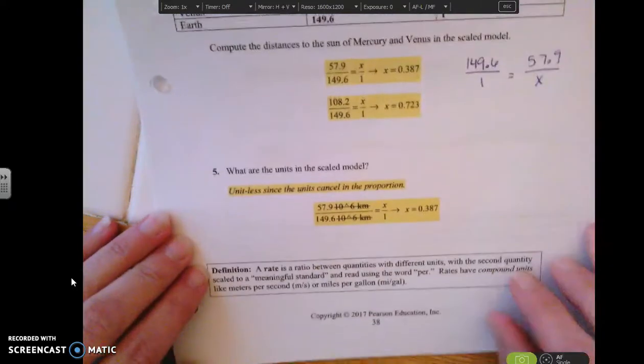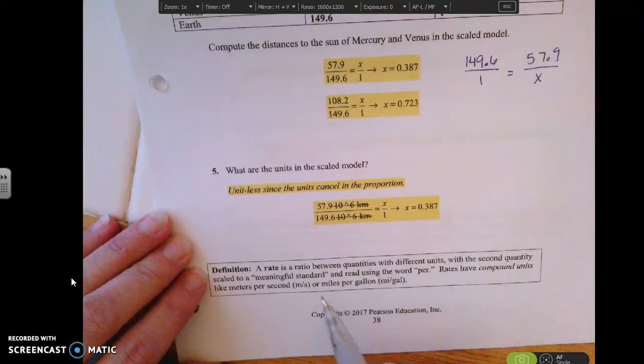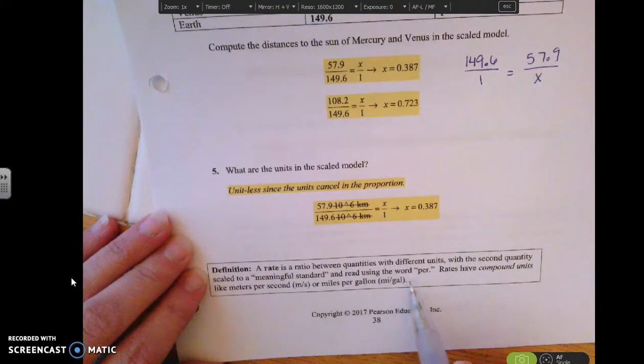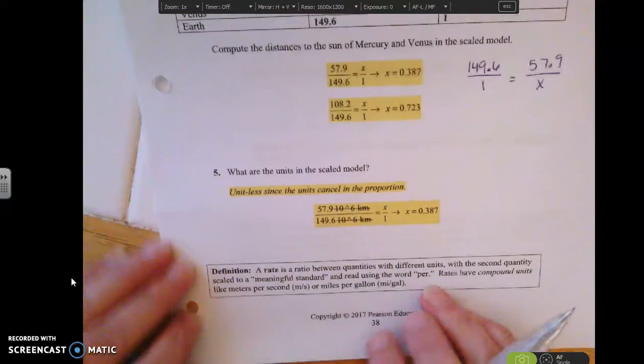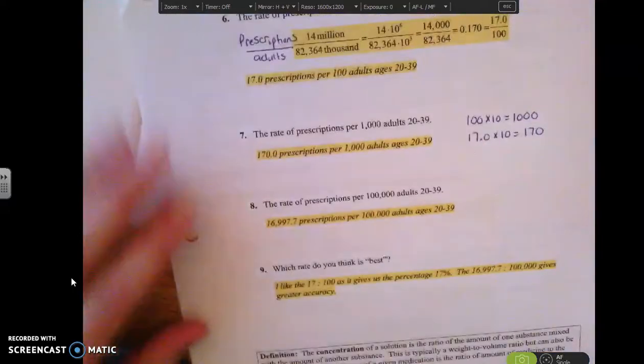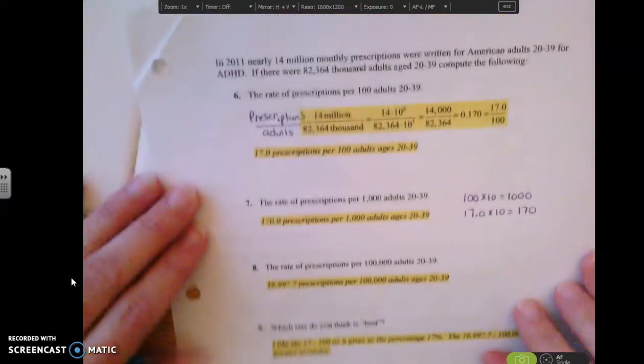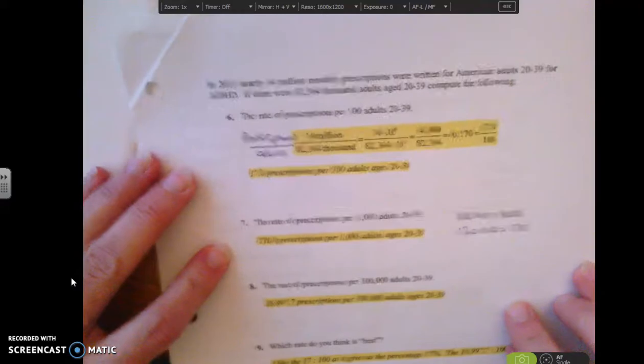Okay? The last thing down here at the bottom of page 38, it says the rate is a ratio between quantities with different units, and the second quantity is scaled to some standard. And we see the word per whenever we do that. So we're going to talk about that, like miles per gallon, things like that.